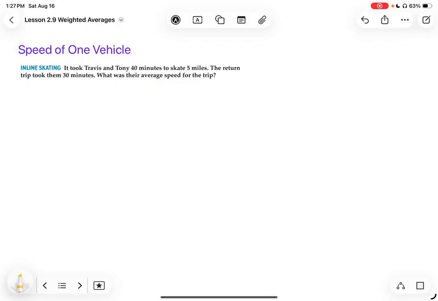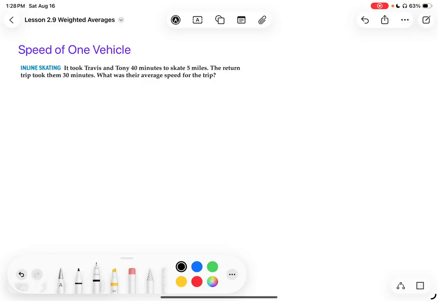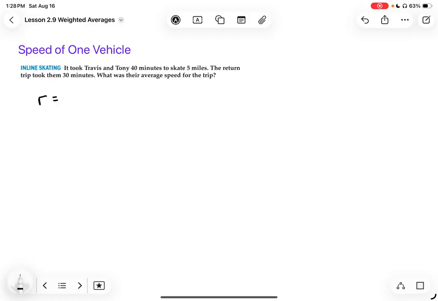So we're going to figure out how fast they were going on the way there. We're going to figure out how fast they were going on the way back. And then we're going to find the average of that trip. So we need to know a couple of things. First of all, how do you figure out how fast somebody's going? And so we're going to use a very simple formula.